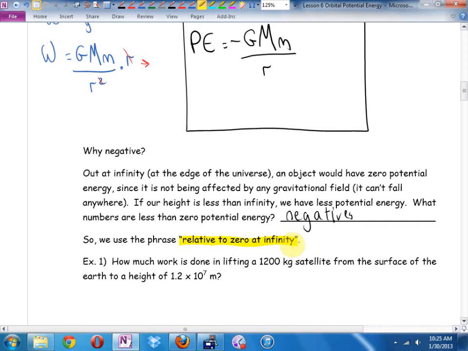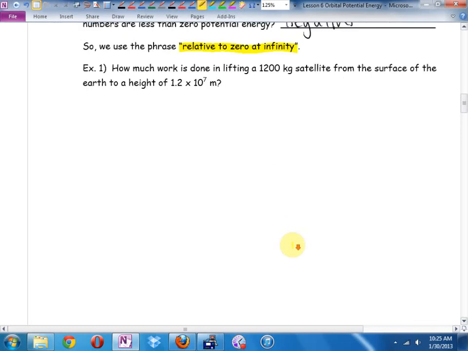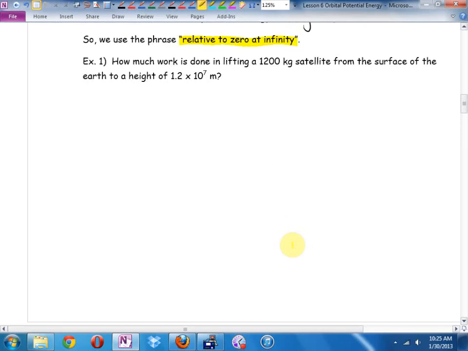Ready? Prepare for a fair bit of number crunching. Example 1. How much work is done in lifting a 1,200 kilogram satellite from the surface of the Earth to a height of 1.2 times 10 to the 7th meters? Okay, height is important. They didn't give me the radius, they gave me the height. I'm going to have to add the radius of the Earth to that because they've just told me how high above the Earth. I'm going to have to include that in. What's this question asking me to find, Chelsea?